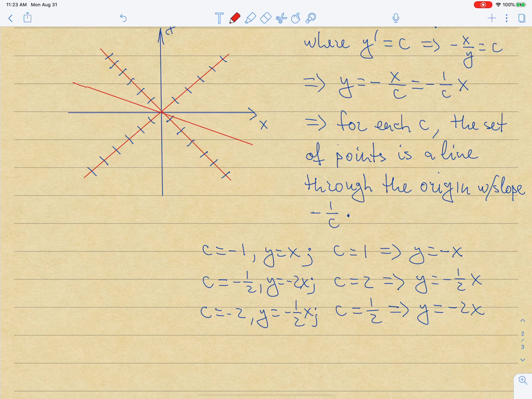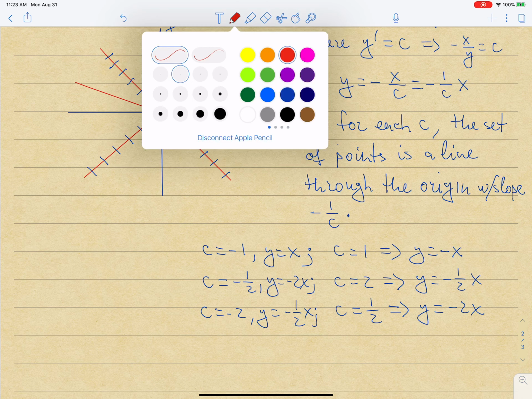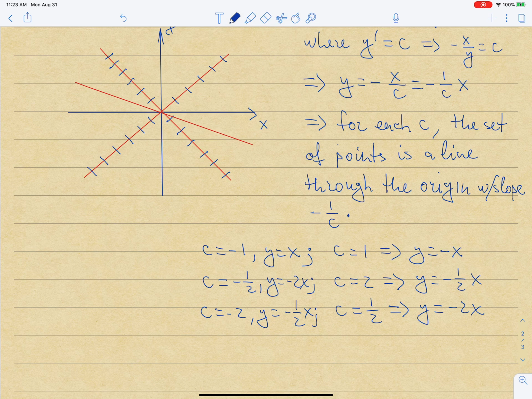And then what do we see on this line? The slope is minus 2, or the slope is positive 2, the negative reciprocal of 1/2. So again, tangent lines will intersect this line in a perpendicular fashion. So this is going to be my direction field on that line.